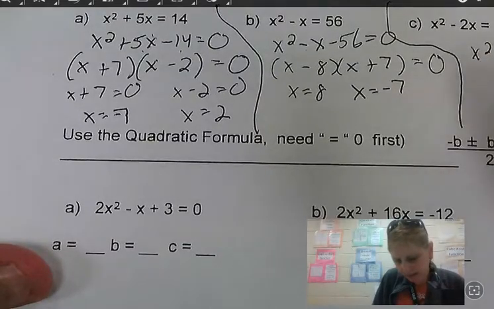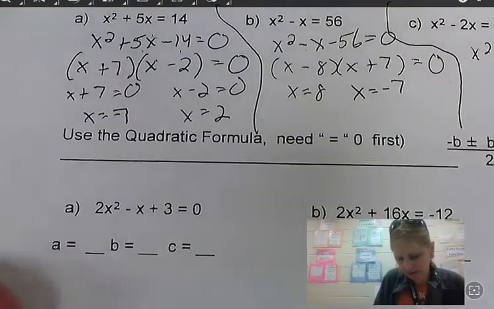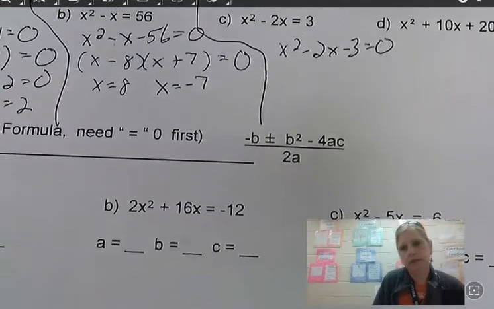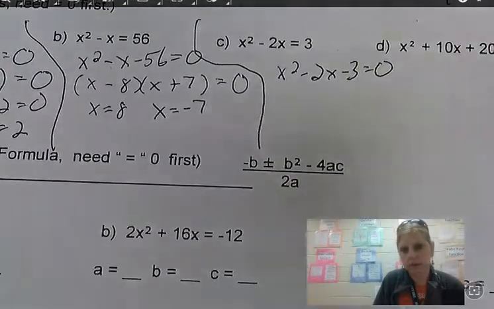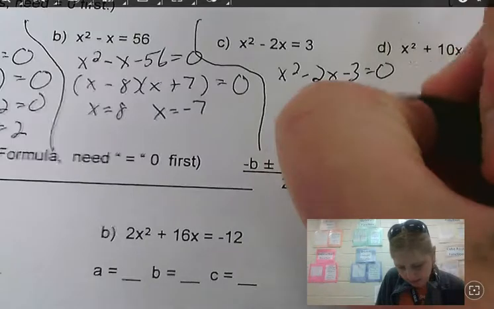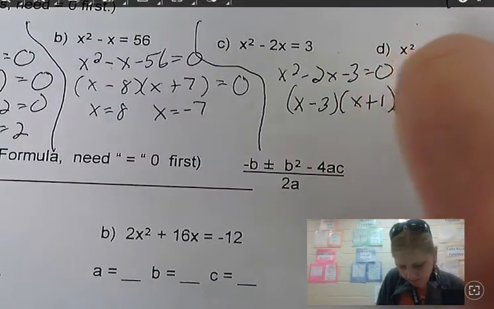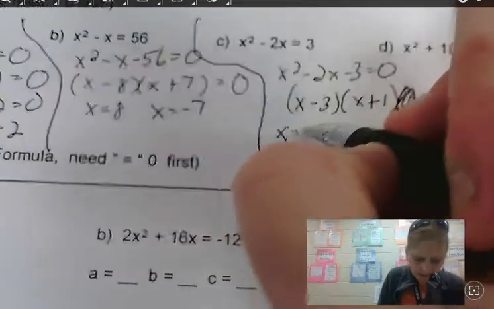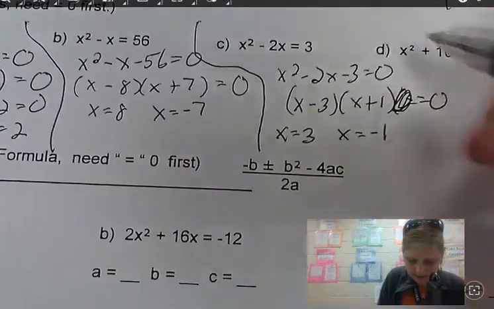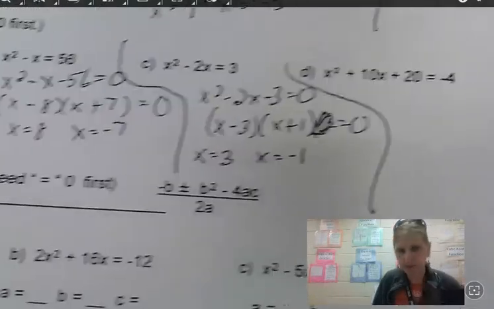x squared minus 2x minus 3 equals 0. (x minus 3)(x plus 1). So I get x equals 3, x equals negative 1.